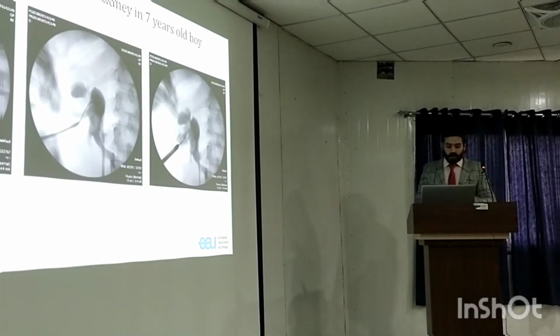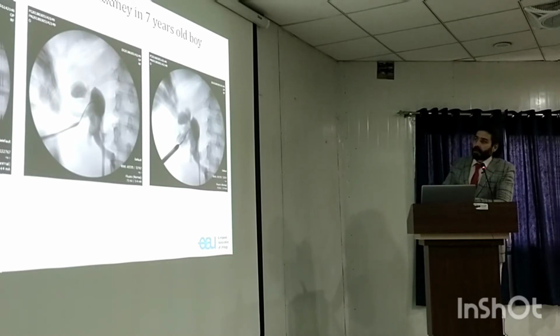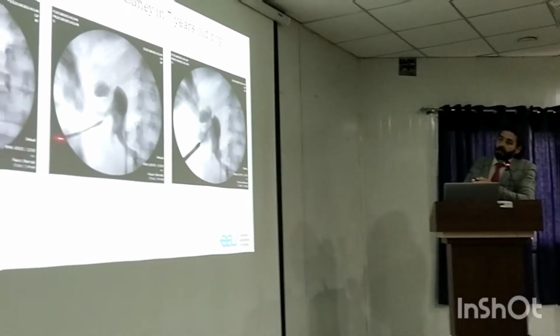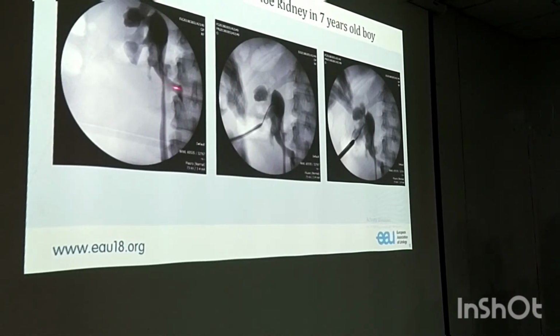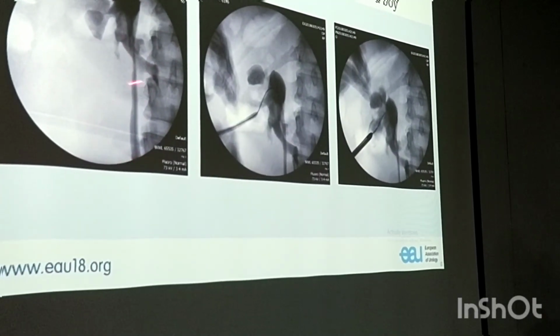These are very challenging stones to treat in horseshoe kidneys. This was a 7-year-old boy. This is the pelvis lying anteriorly. Here is the calicial system. This was the isthmus part, which is connected to the lower pole of the kidney on the contralateral side. Here is the ureter. We approached. This was the guide wire, and this is the single step dilator introduced into the calicial system.